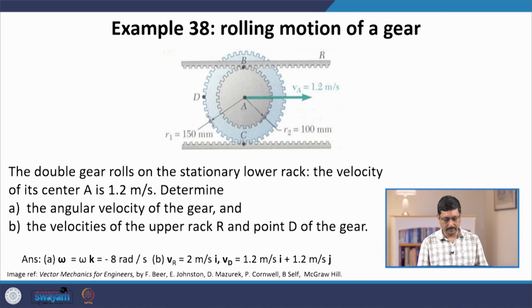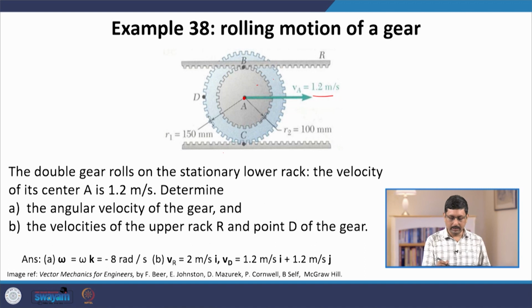So, let us look at this problem. Our first problem is the following. We have a rolling gear. This is a picture of a gear. It is a double gear, 1 and 2, gray and blue, two gears, and they are moving in such a way that there is a rack on the lower side which is at rest. Now, this gear mechanism works in such a way that the center of the gear A is moving to the right with some velocity V A, which is given as 1.2 meter per second.